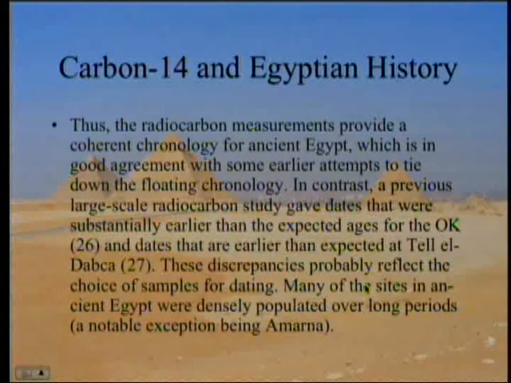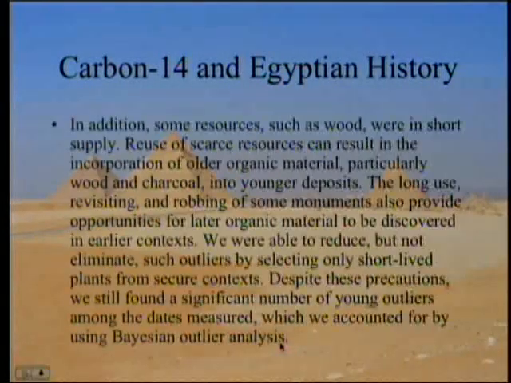These discrepancies probably reflect the choice of sampling for dating. Many of the sites in ancient Egypt were densely populated over long periods, a notable exception being Amarna. In addition, some resources such as wood were in short supply. Reuse of scarce resources can result in incorporation of older organic materials, and we've been over that. And the robbing of monuments also provides opportunities for later organic material to be discovered. We were able to reduce, but not eliminate, such outliers by selecting only short-lived plants from secure contexts. So they've still got outliers in their data.